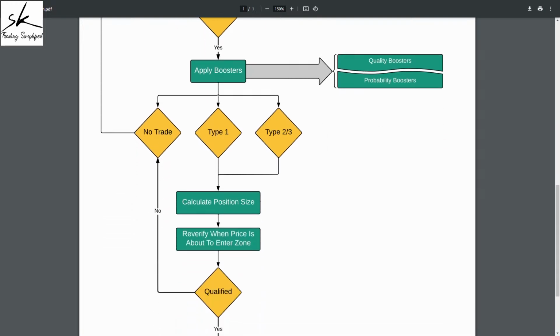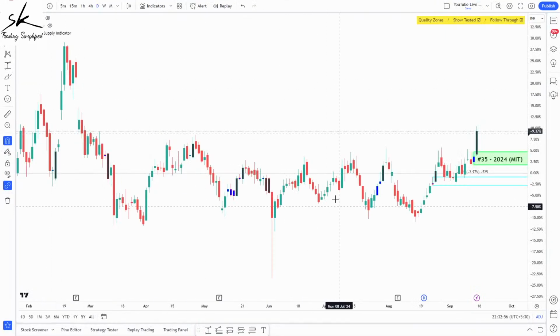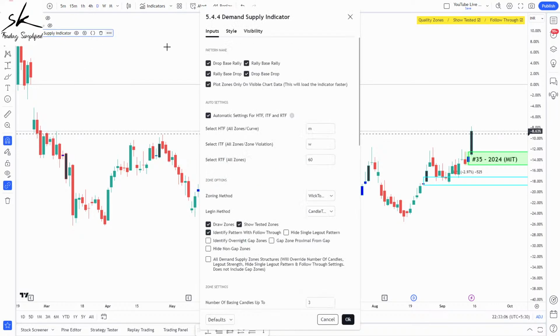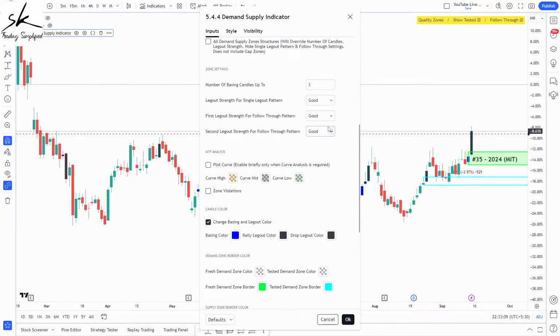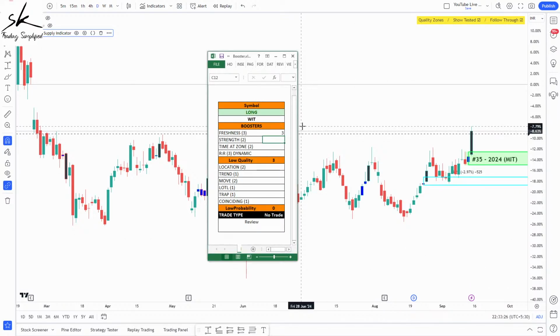Now that we know we have a qualified zone, again, does not mean we blindly trade it. The next step will be the boosters. So let's understand the quality and the probability factor. So talking about quality, freshness, the zone is definitely fresh, gets a score of 3. Talking about strength, now I have said this many times because I only trade MIT trades, and since we are on bigger time frames, I don't mind even a single leg out pattern with a good strength. So I would like to check, is it also an explosive move? So if I change it to explosive, you can see the indicator is still identifying it, which means this will categorize as an explosive move. And for explosive move, I'll give it a score of 2.